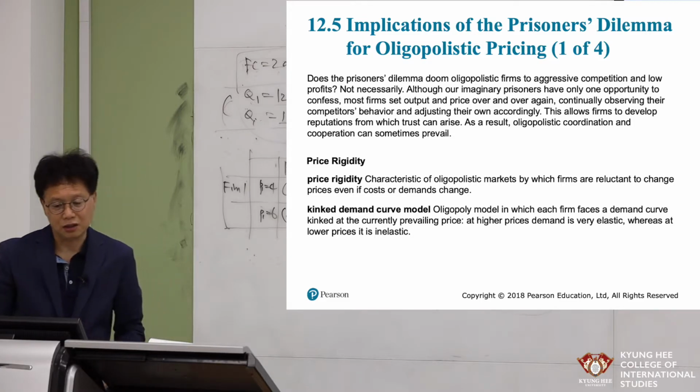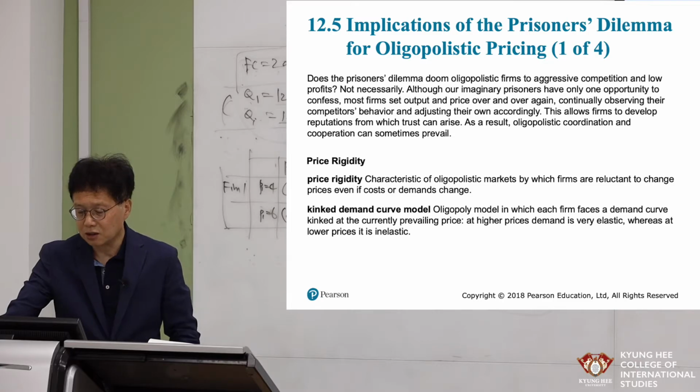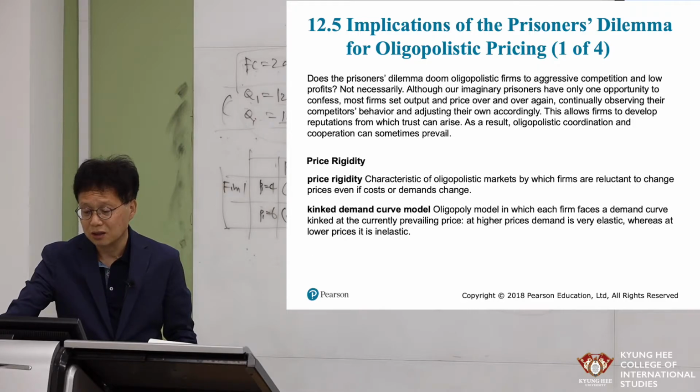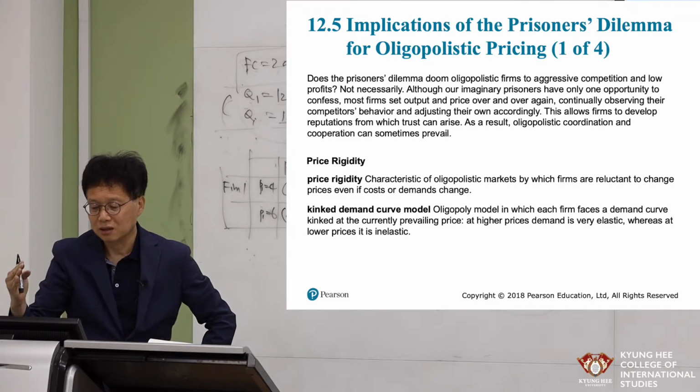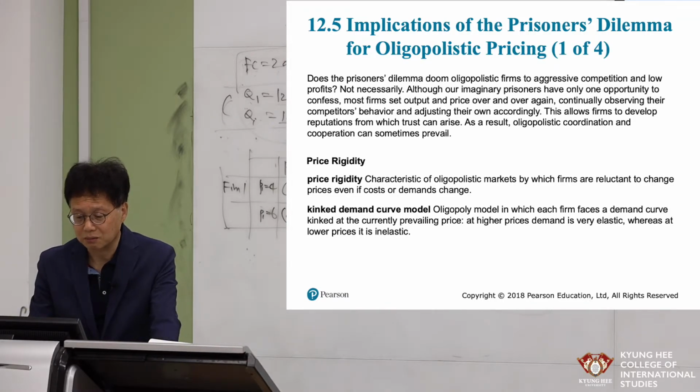Okay, price rigidity. Price rigidity is a characteristic of oligopolistic markets by which firms are reluctant to change prices even if costs or demands change. That is price rigidity. So because of price rigidity, we can construct the kinked demand curve model. The demand curve is kinked, right? That is the kinked demand curve model. That happens because of price rigidity. It is an oligopoly model in which each firm faces a demand curve kinked at the currently prevailing price.